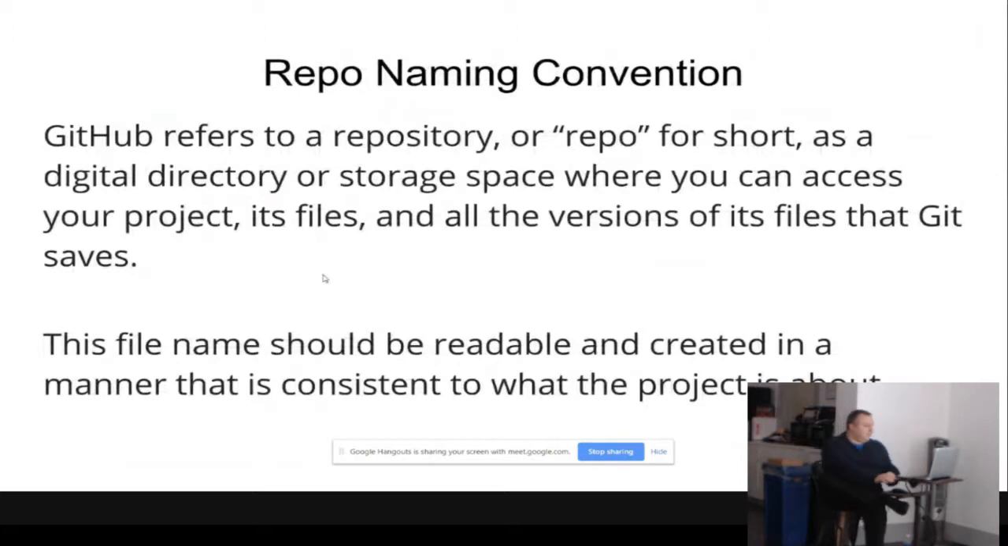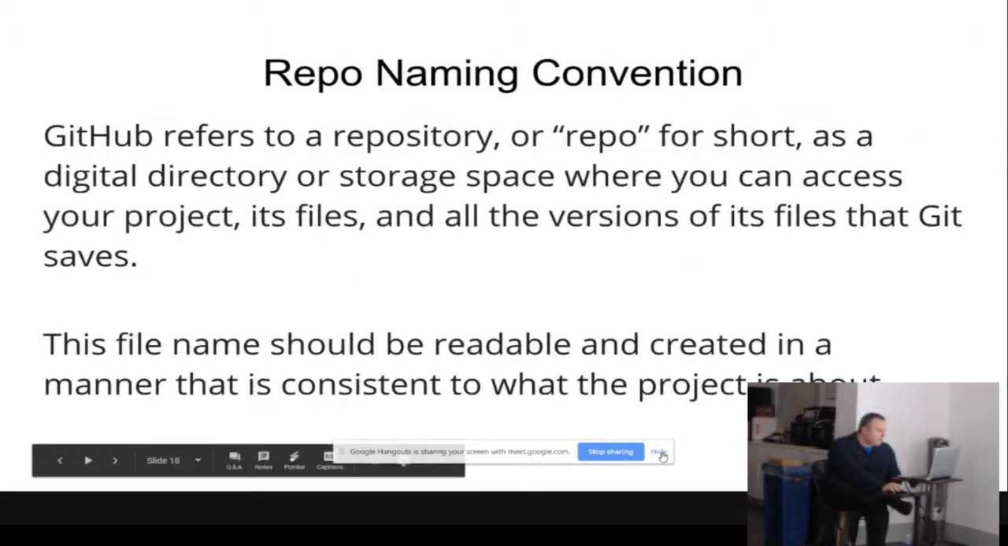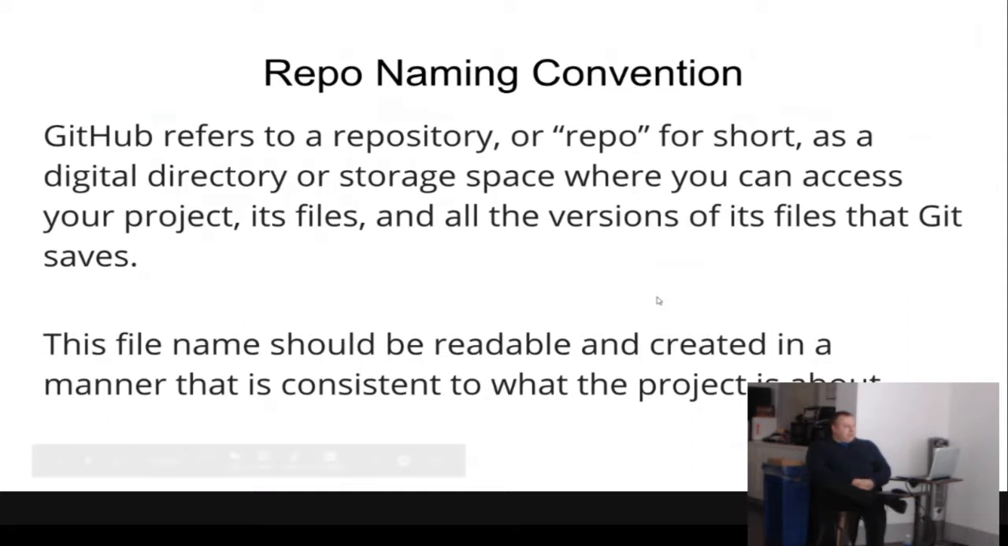Let's see here. So repo naming convention. This is another really big one that I see a lot of people struggle with. So GitHub refers to a repository as a repo for short. And it's basically a storage space where you can access your projects and files. I'm sure everybody here that's been through VCS knows what a repo is. But again, we have some people that may not have gone through a GitHub program. The name should be readable and created in a manner that's consistent with what the project is about.